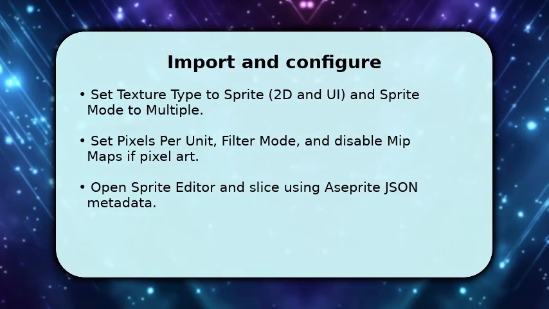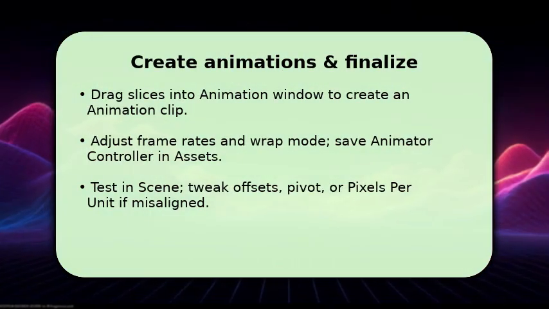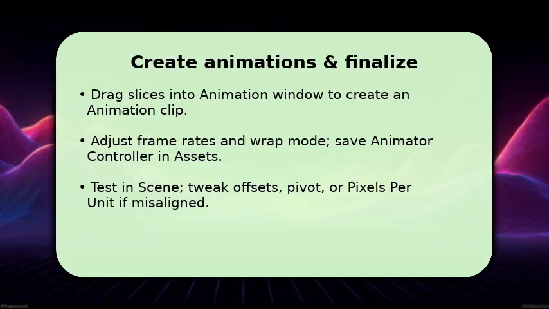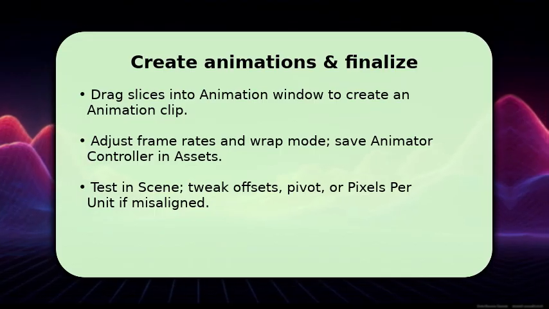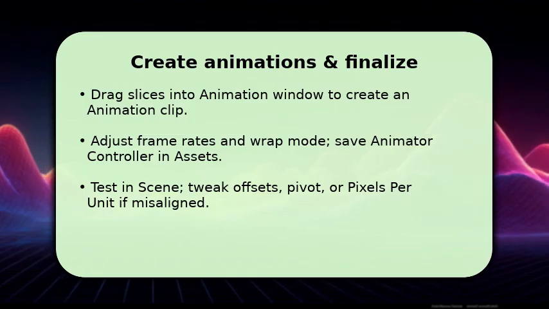You drag the sliced sprites into the animation window to build a clip, arranging frames in order and setting the sample rate to match your Aseprite FPS. Once you save the clip, Unity automatically creates an animator controller. Assign it to your game object. Play the scene to verify motion and pixel alignment.